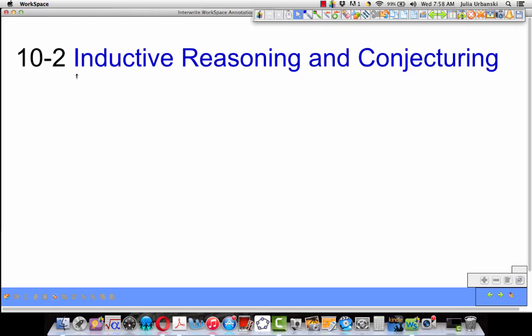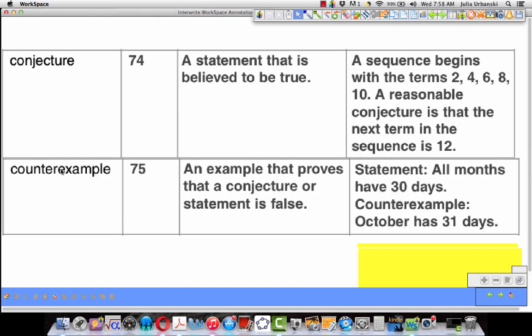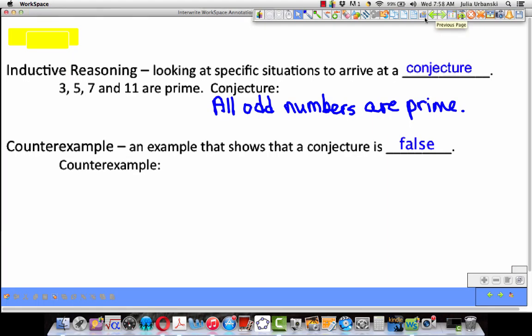Let's finish up 10-2, inductive reasoning and conjecturing. In class, we already went over the definitions: inductive reasoning, conjecture, and counterexample. And we talked about an example of each. Inductive reasoning is looking at specific situations to arrive at a conjecture. A conjecture is an educated guess.